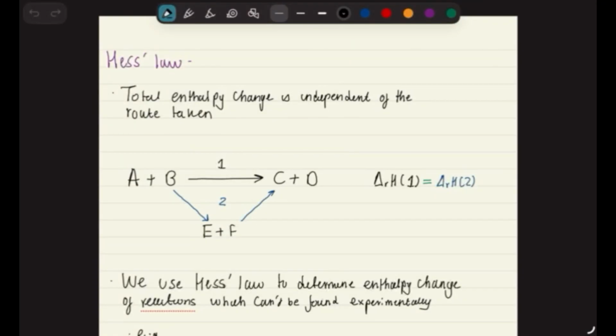Finally, we're at the end of equilibrium. Should be a good time. Let's get straight into it. Okay, let's talk Hess's law.